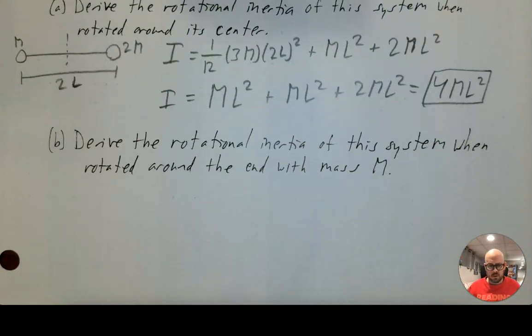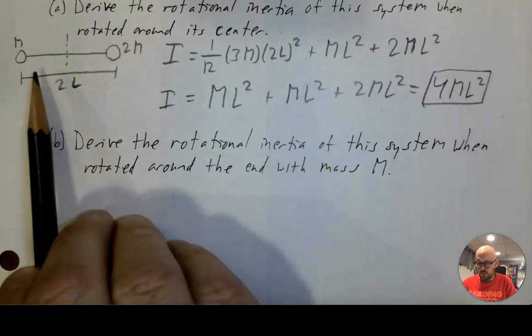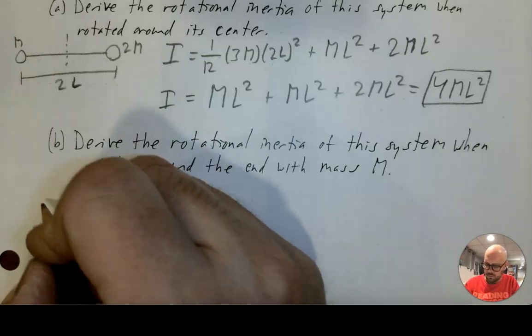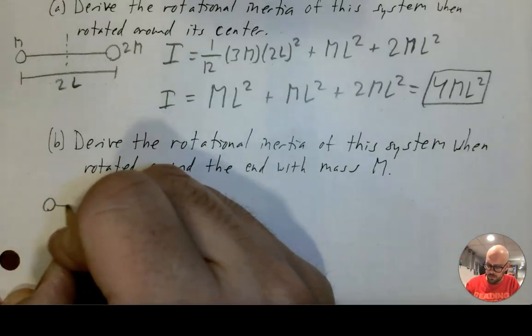The second question now says derive the rotational inertia of this system when rotated around the end with mass m. And the way that I've presented it, you have to use the parallel axis theorem. If this bar were massless, you could just use the definition of rotational inertia. So anyway, I will skip to that in just a moment.